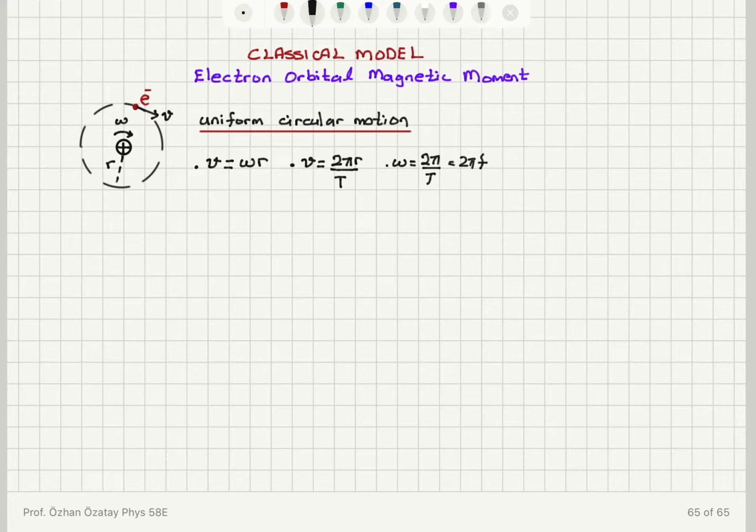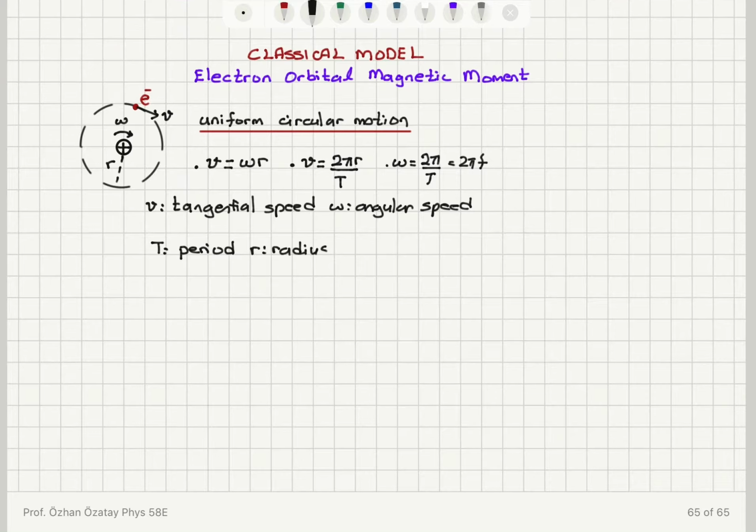So v is my tangential speed, omega is my angular speed, T is the period, r is the radius, and f is the frequency. So this is what I know from uniform circular motion.